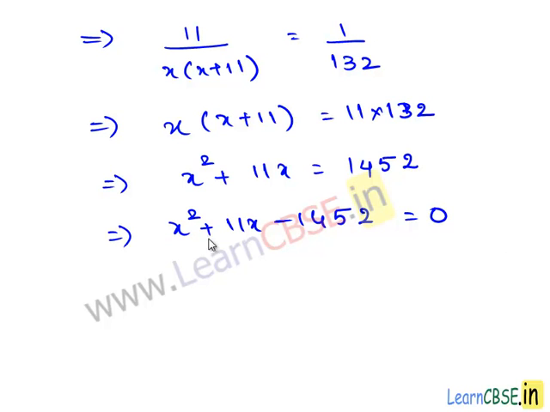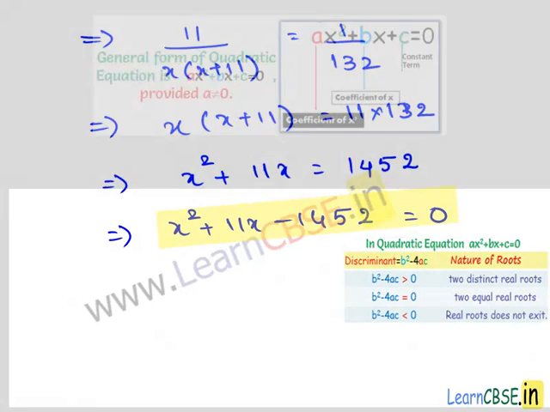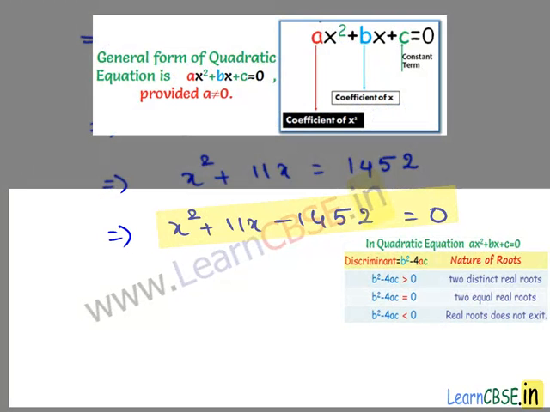And now we have obtained a simplified quadratic equation, and now we need to find the roots of this equation. To find the roots, let us compare the obtained quadratic equation with the standard form of the quadratic equation, that is ax squared plus bx plus c is equal to 0. On comparing, we have the values of a, b and c. So a is equal to 1, which is the coefficient of x squared, b is equal to 11, which is the coefficient of x, and c is equal to minus 1452, which is the constant.